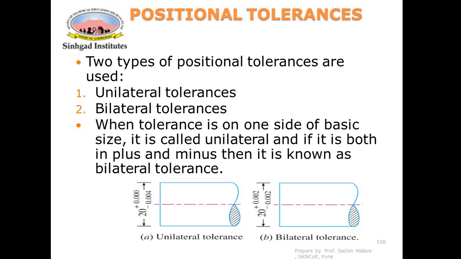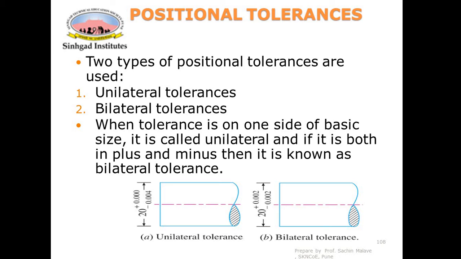It is 20 plus 0.000 and minus 0.004. So you can see the tolerance is on the lower side, that is a negative tolerance is there, no positive tolerance, it is 0. So here the tolerance is only on one side. It may be on the lower side or it may be on the upward side, but it is going to be only on one side in case of unilateral tolerances.